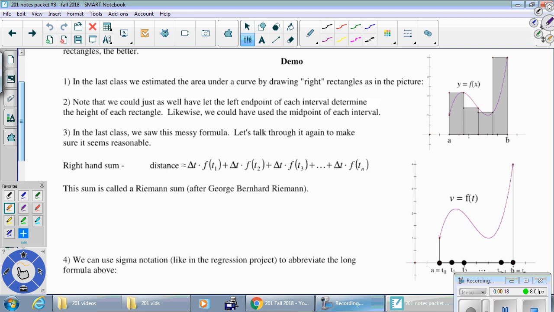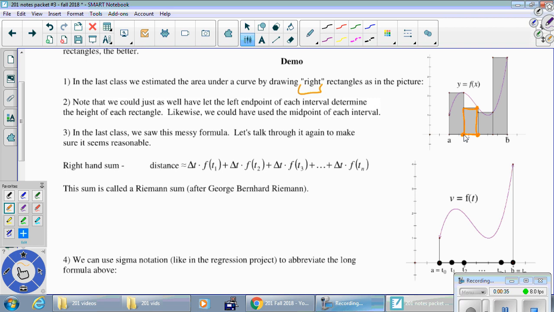Notice that in this picture, in each interval, for example, this one right here, of the two endpoints, the one that we chose to determine the height of the rectangle was the right-hand one. That's why these are called right rectangles. And that dictates the height of the rectangle, and then we complete the rest of the rectangle.